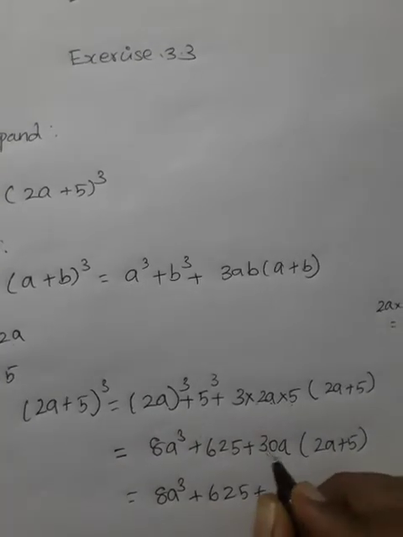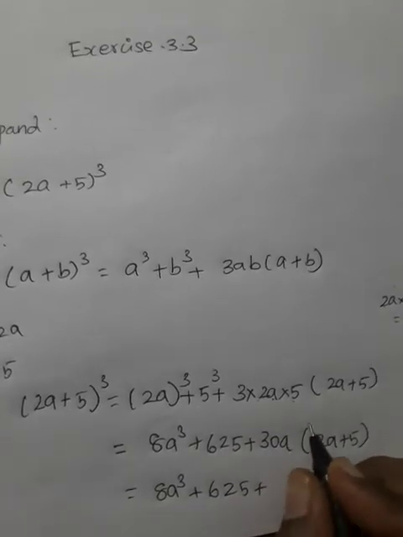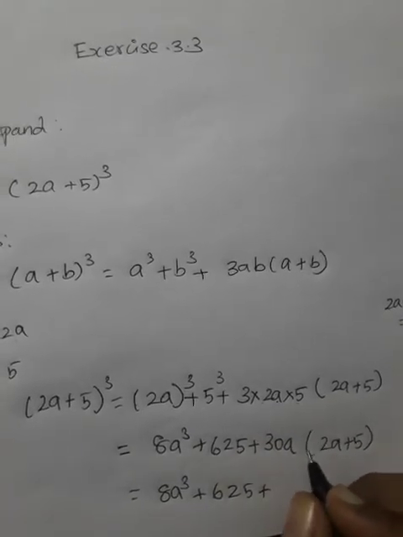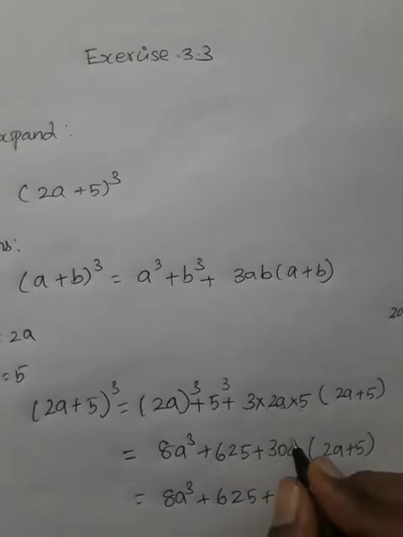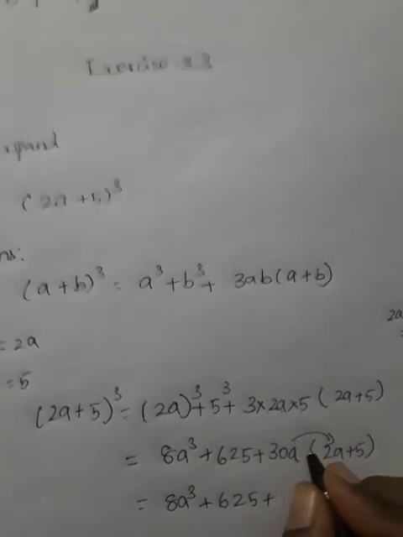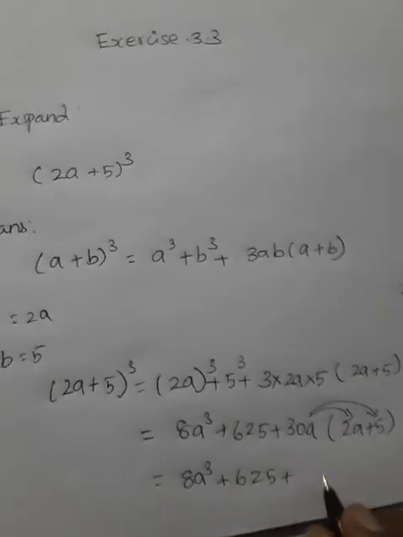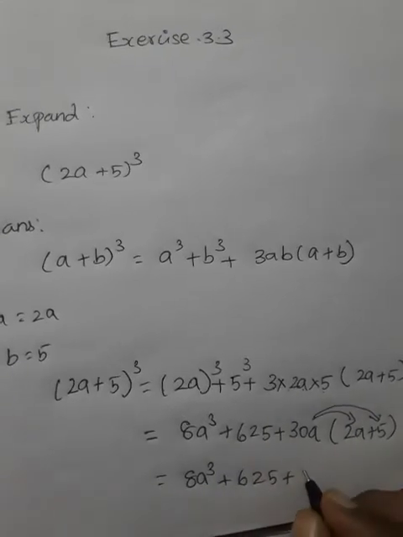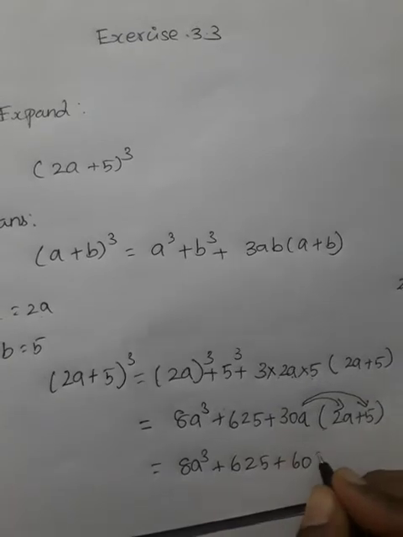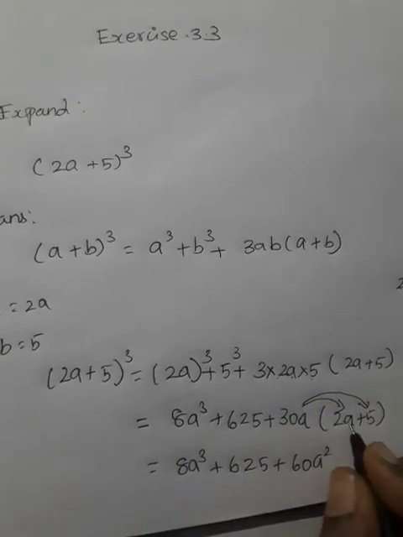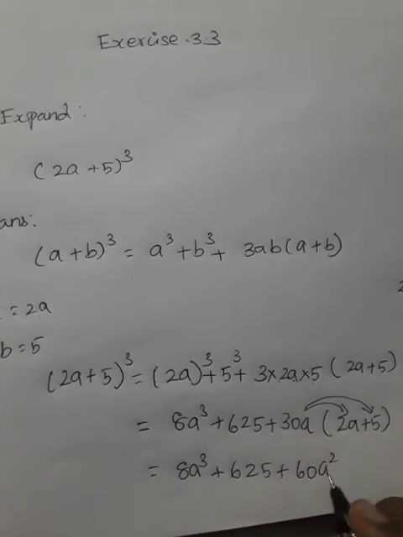Then 30a bracket 2a plus 5. Okay. So if it is a bracket, you have to do the multiplication. So you just multiply 30a into 2a. After that, multiply 30a into 5. Is it clear? So 30 2s are 60. A into a is equal to a square.